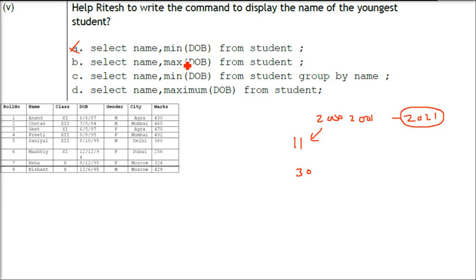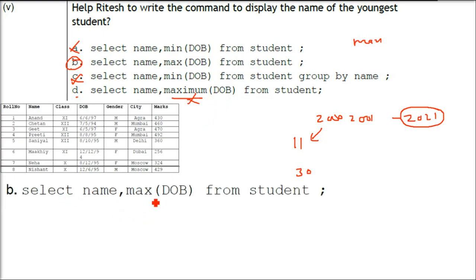So A and C you can outright reject. B and D, one of them will be correct. But what about maximum? Maximum is not an aggregate function. Max is an aggregate function. Only max is the aggregate function. So D also you can reject. So B is the correct answer. This will give you a proper result.